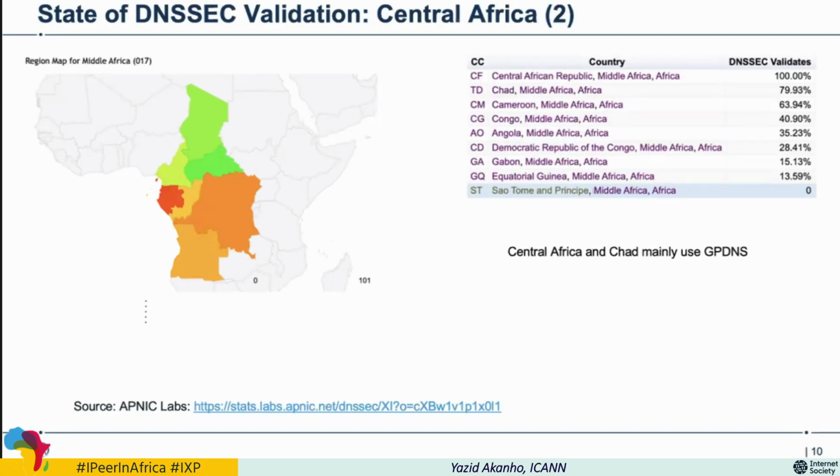So you've got countries like Central African Republic and Chad. Central African Republic is at 100%. Why is that? Well, they decided to send all their traffic via Google. So that's their choice. I think there's one or two operators in Chad who are using something similar. In Cameroon, I was there last year. They were quite low. They were only around 13%, I think.